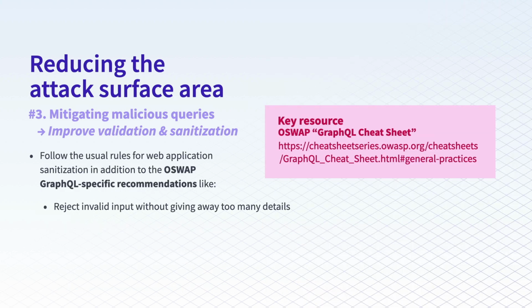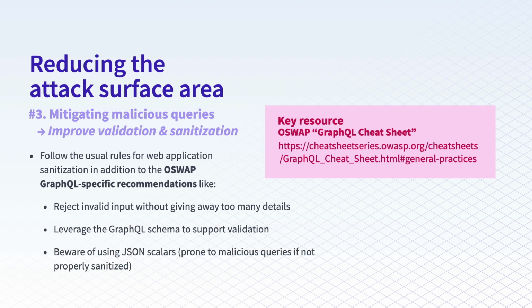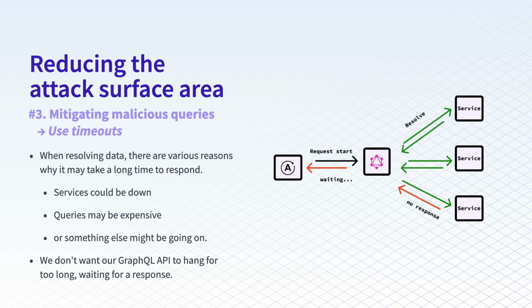That's pretty scary. To prevent this vulnerability, we recommend following the usual rules for web application sanitization, in addition to the OWASP GraphQL-specific recommendations like: reject invalid input without giving away too many details, leverage the GraphQL schema to support validation, and beware of using JSON scalars because they're a lot more prone to malicious queries if they're not properly sanitized.